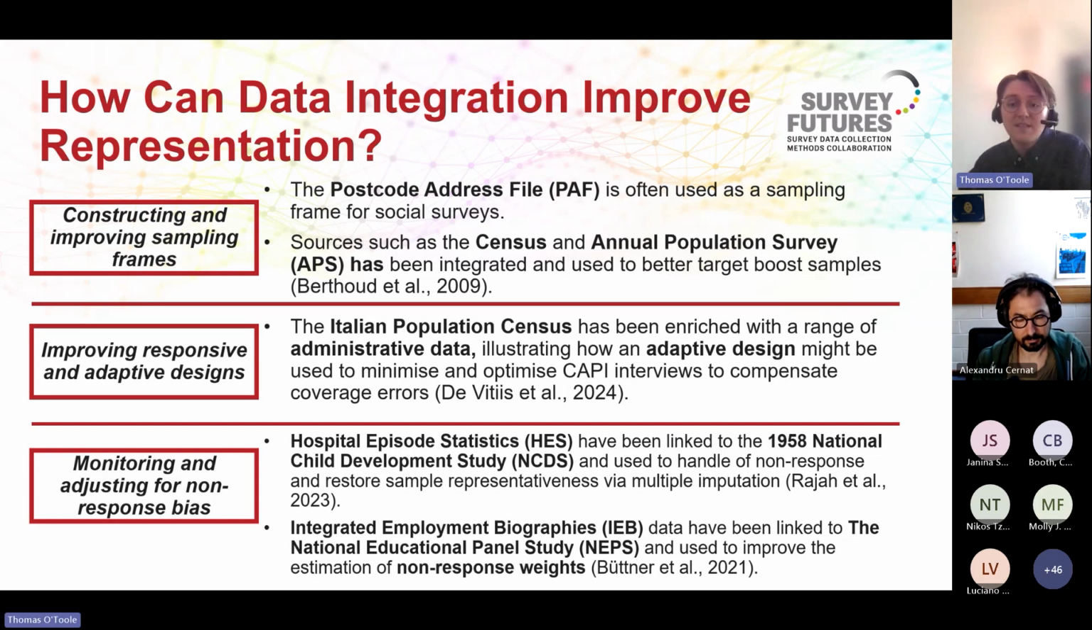If these non-response biases persist, then we can use post-survey adjustments such as imputation and weighting. We can apply these to rebalance the sample. Some examples here come from the National Child Development Study and Hospital Episode Stats datasets, which have been linked. And this data has been used to address non-response through the imputation of missing data. Integrated employment biographies have also been linked to the National Educational Panel Study in Germany to improve the estimation of non-response weighting.